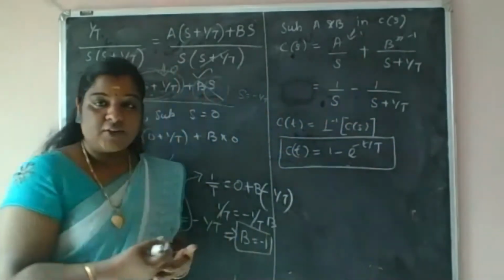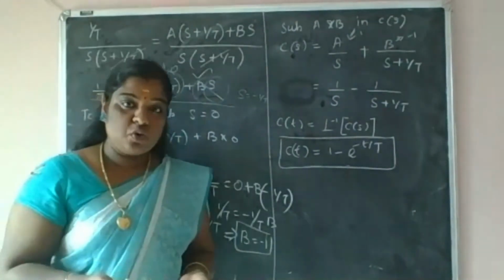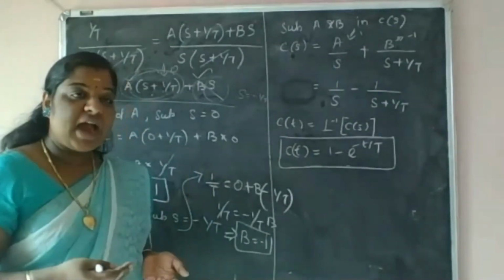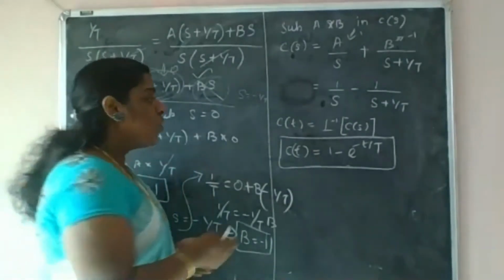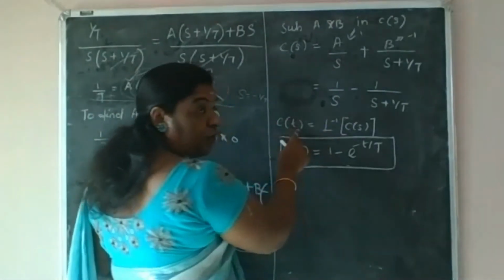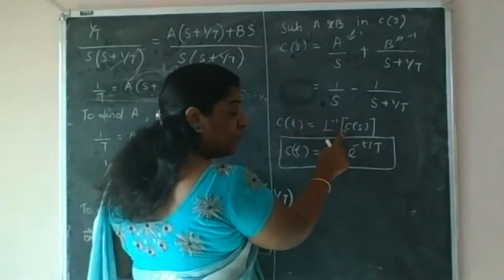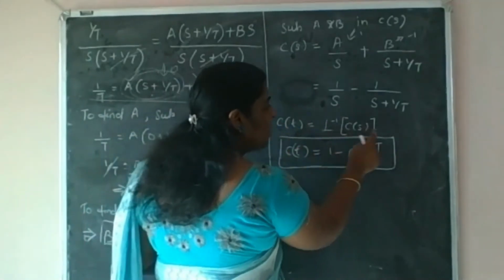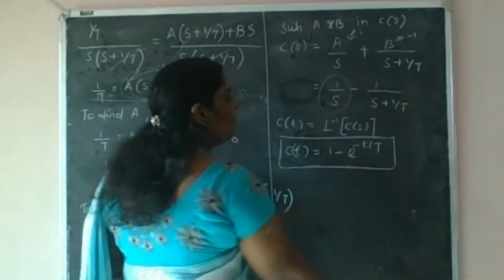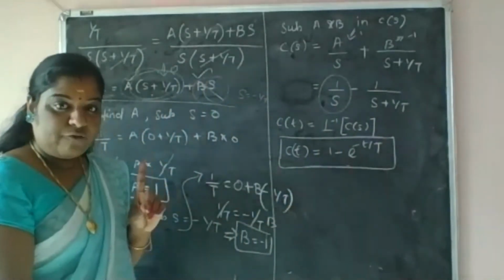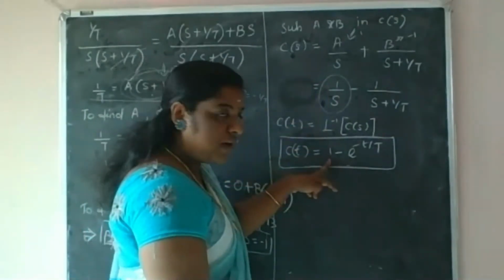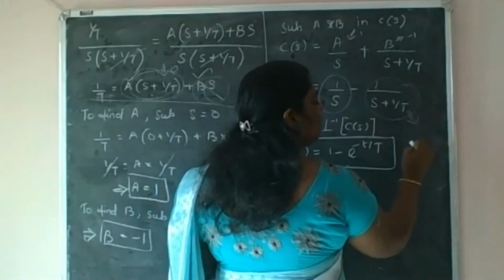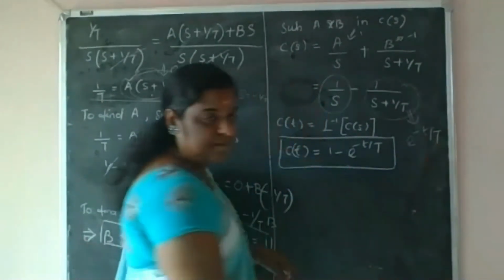For the time response analysis, we have to convert this s domain into a time domain format, so we have to take the inverse Laplace transform. To find the value of C of t, I am taking the inverse Laplace transform. So C of t is equal to inverse Laplace transform of C of s. What is the inverse Laplace transform? 1 by s is 1, right? So for 1 by s, I am substituting 1, and for 1 divided by s plus 1 by T, the value is e power minus t divided by T, right?